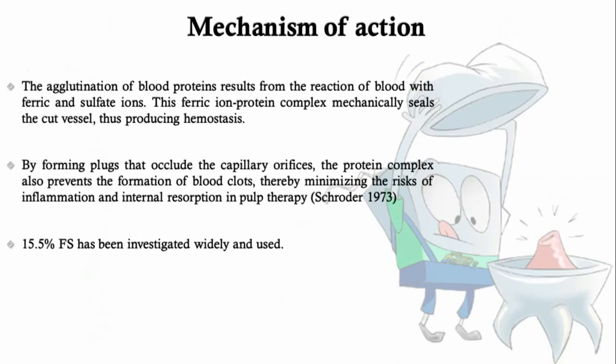So let's see how this works. The ferric and the sulfate ions cause an agglutination of the blood proteins. This ferric ion protein complex mechanically seals the cut vessels, thus producing the hemostasis. By forming plugs that occlude the capillary orifices, the protein complex also prevents the formation of blood clots, thereby minimizing the risk of inflammation and internal resorption in the pulp therapy.